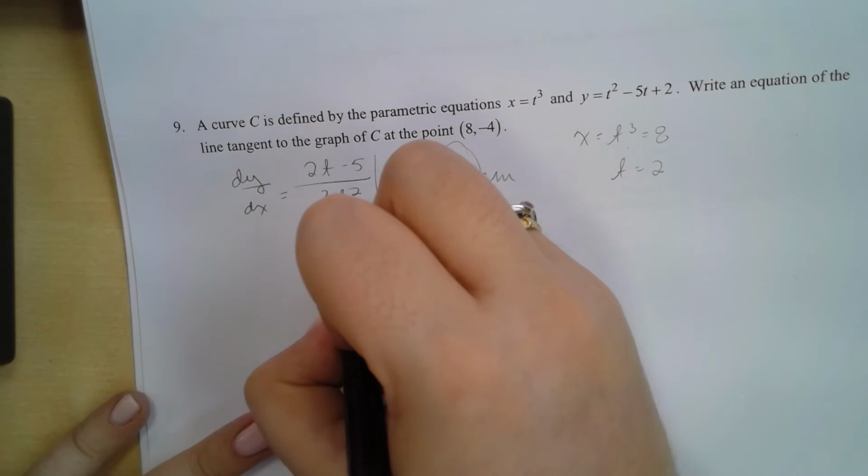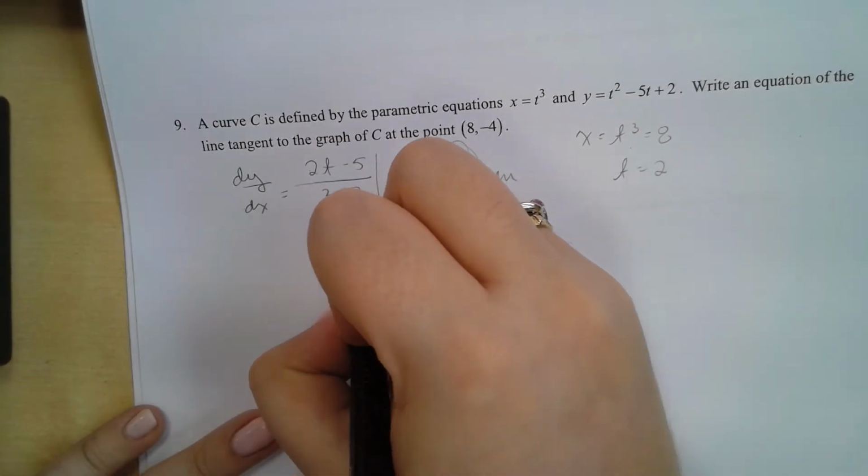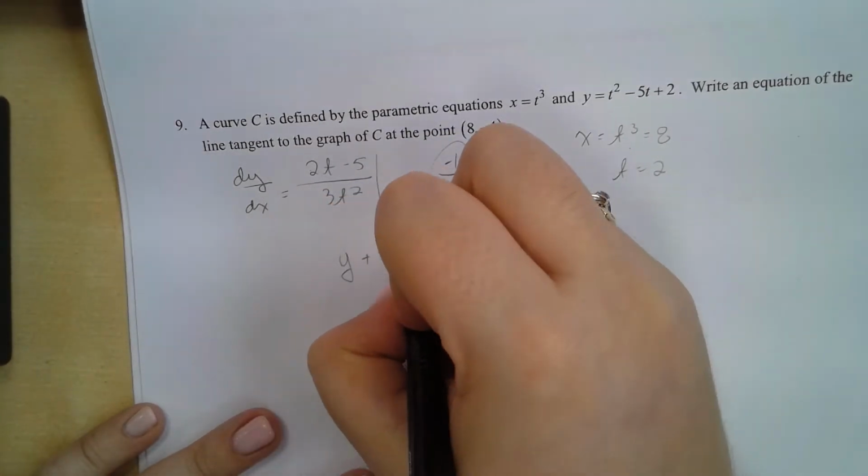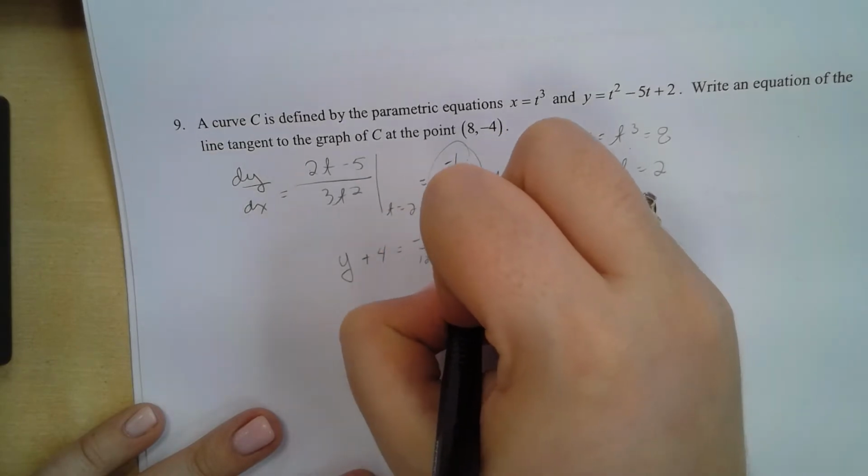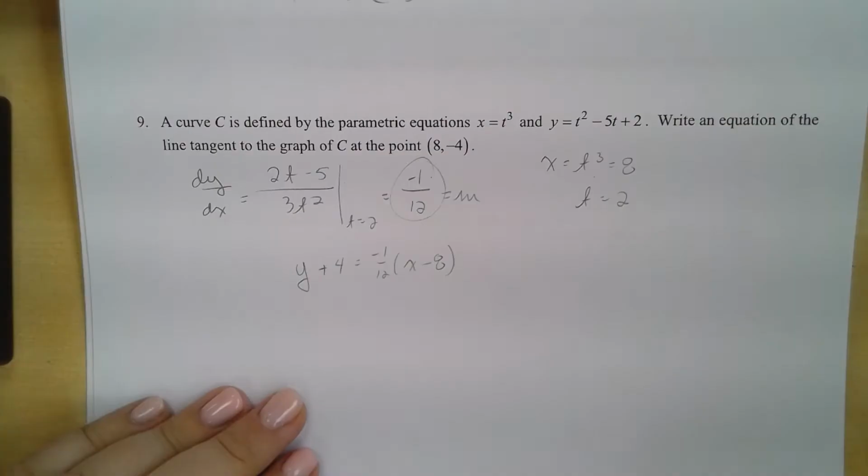So now I can actually write this equation of the line. So y plus 4 is equal to negative 1/12 times x minus 8. Good?